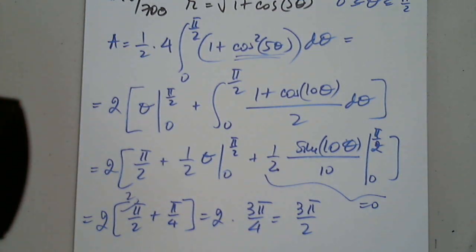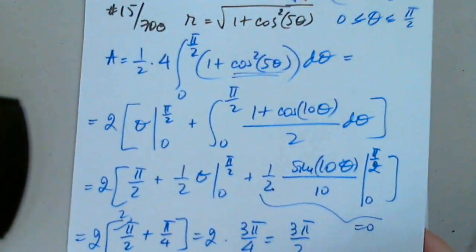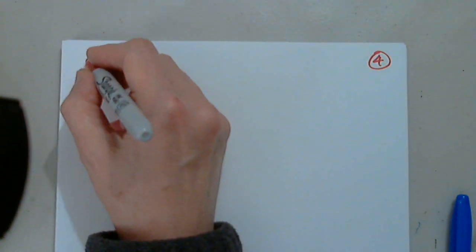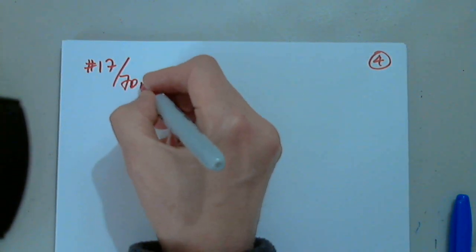Let's see if anything else we should do about area. What else is here? Let's look at 17 maybe. Let's see how we are with time. Yes, still good. Well, let's look at 17, and that is still on page 700.